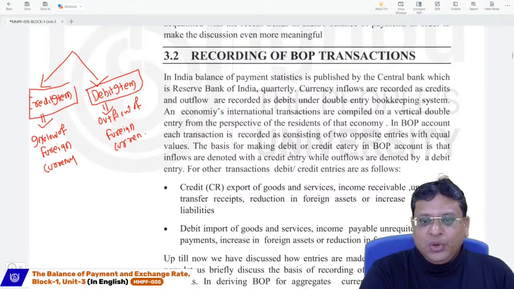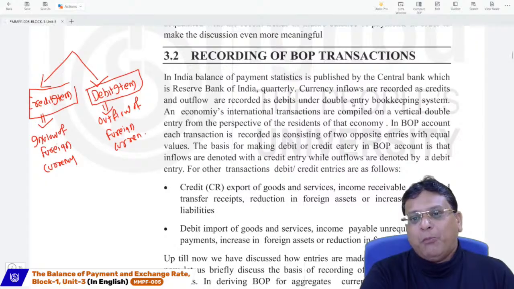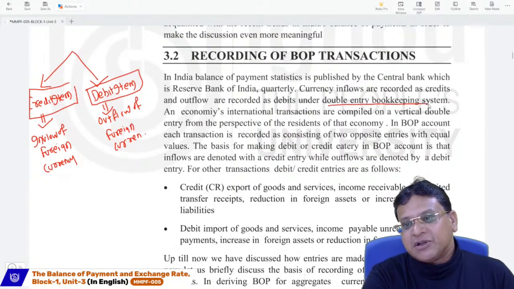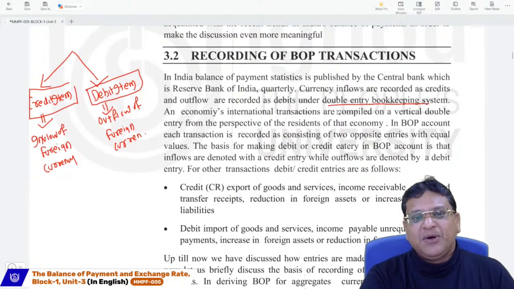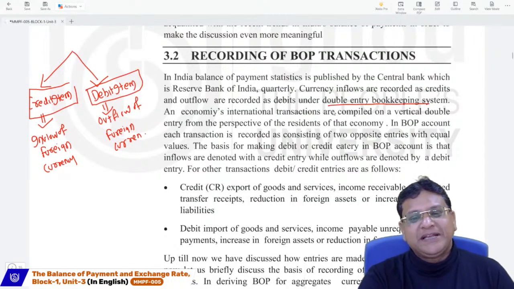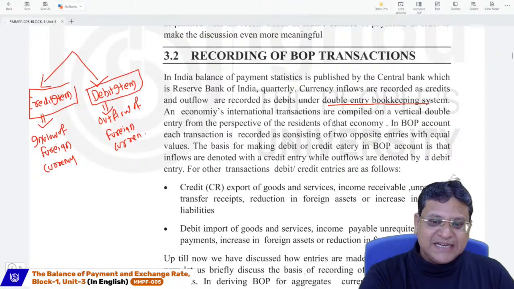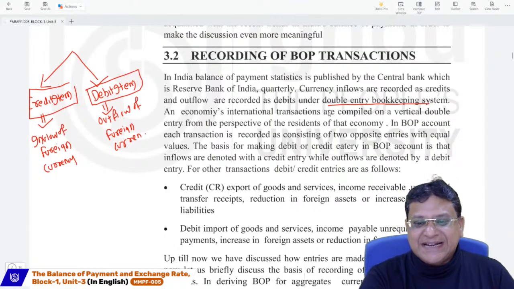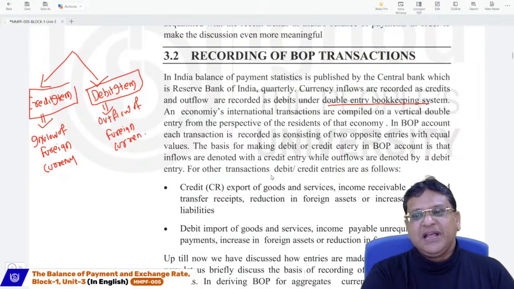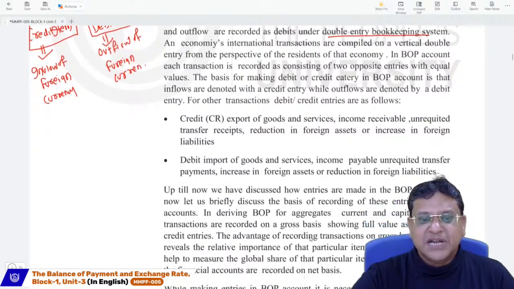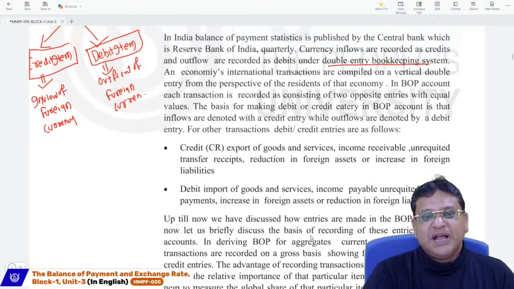So the BOP statement is recorded under double entry bookkeeping system. What is double entry bookkeeping system? Under double entry bookkeeping system, items are recorded in debit and credit forms. So credit entries are those entries which result in inflow of foreign currency, and debit entries are those entries which result in outflow of foreign currency. So we will understand more on the credit items and debit items.